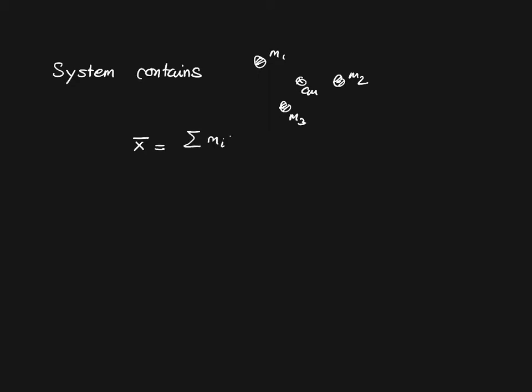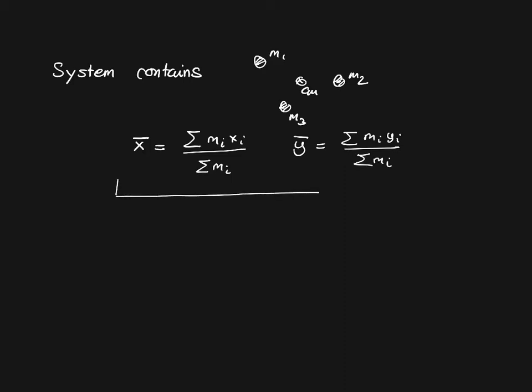So far we have learned how to find the center of mass of a system containing point particles. Now, if the system contains point particles like M1, M2, and M3, the location of the center of mass can be calculated using this equation. X bar is the summation of MiXi divided by the total mass Mi. Y bar is equal to the summation of MiYi divided by the summation of Mi.